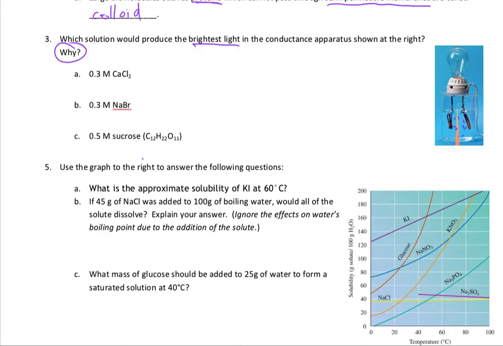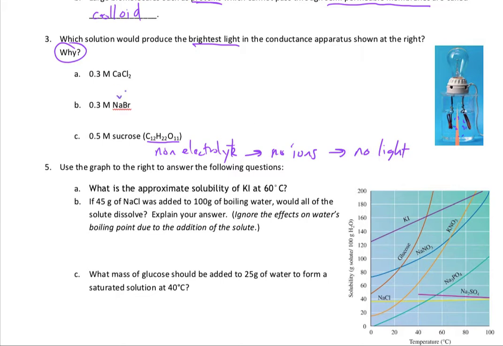Now, to deal with the easiest one here, this sucrose solution. This is a molecular compound. It does not dissociate in solution. For Chapter 9, we learned that salts are the only things that will dissociate. In Chapter 10, we learned that acids will also dissociate, but they're not up here. So this is just a non-electrolyte. It produces no ions when it goes in solution. Therefore, there's no light produced.